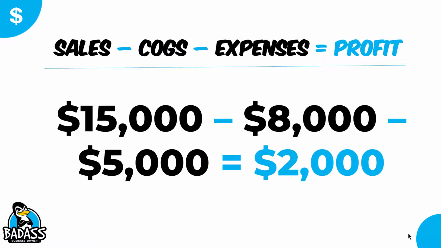Now, let's take an example of a month. Let's say you do $15,000 in sales. Your cost of goods, your COGS, are $8,000 that month. Your expenses run $5,000 that month. That leaves you with a profit of $2,000.